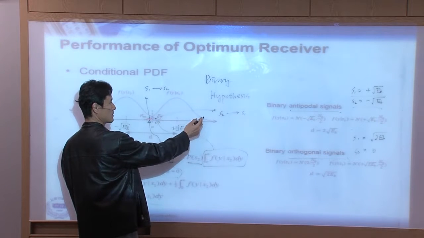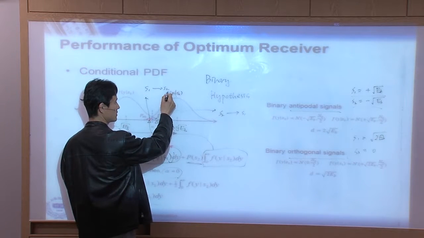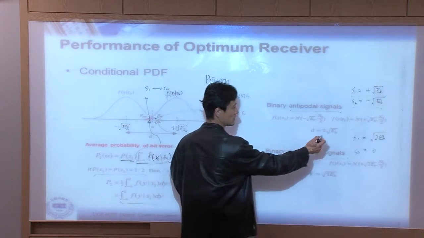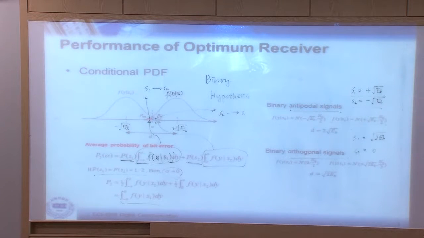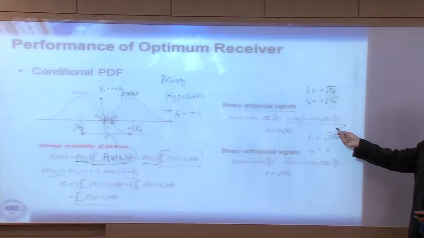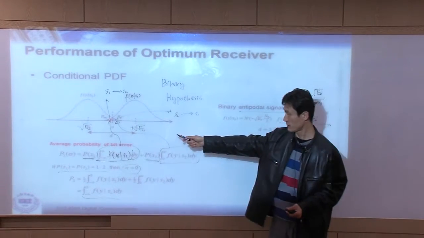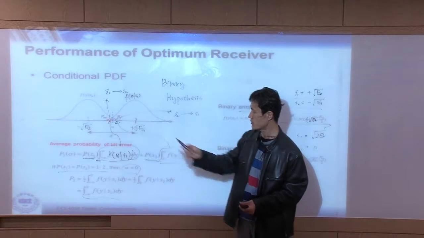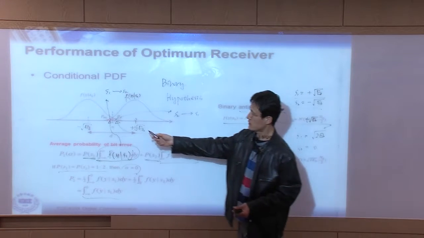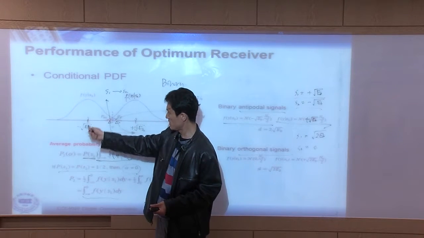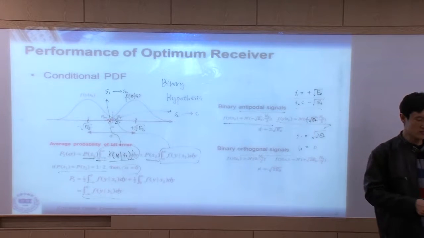Then what is this Gaussian? F of y given S1. What is this Gaussian? That is this one. The mean is positive root square EB. That's what I said here, right? The mean is positive root square EB. Same way, the left Gaussian here, the mean value is minus root square EB. This one. And what is the distance between these two?